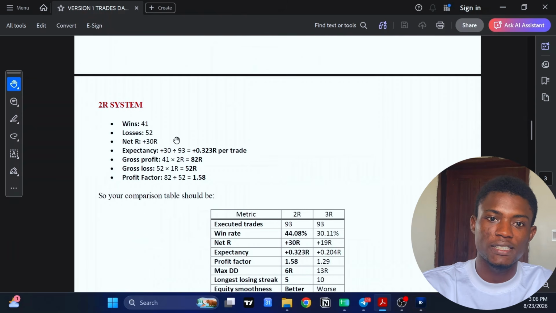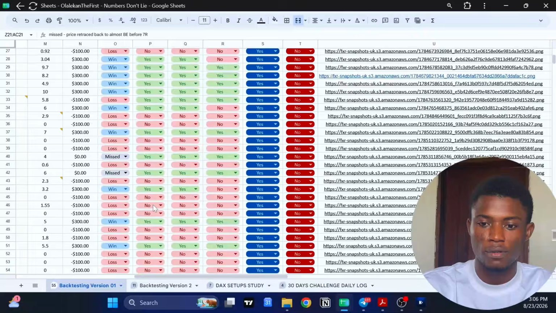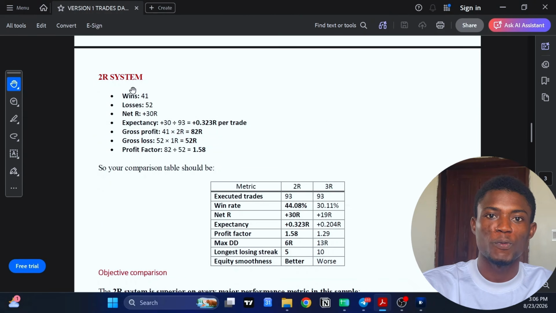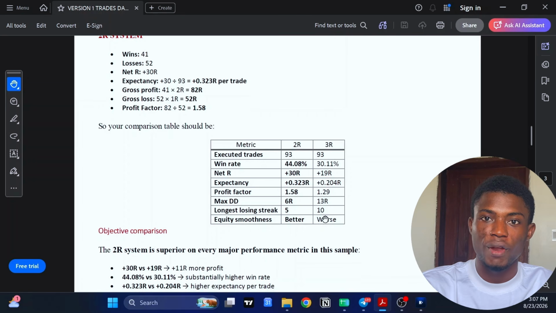Then the 2-hour system, because I actually collected data. So as you can see, there's a 2-hour column here. I collected data for 2 hours. So you can see there are 41 wins for 2 hours, 52 losses. The net R was 30 R. So this is the comparison table to keep everything as concise as possible. So it's outperformed the 3-hour system by a huge difference in percentage.